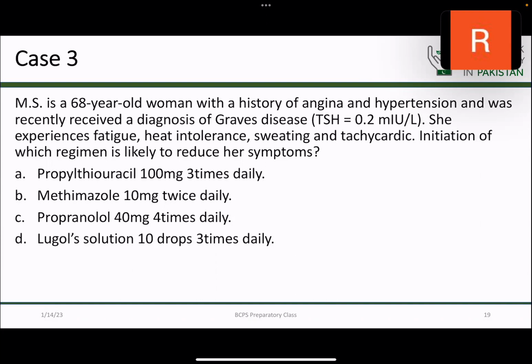Now you have to pay attention to the word symptoms. Let's see the symptoms: fatigue, heat intolerance, sweating, tachycardia. So which of the following options most likely will reduce her symptoms? Propylthiouracil and methimazole would definitely reduce T3, T4 levels, but not reduce the symptoms.